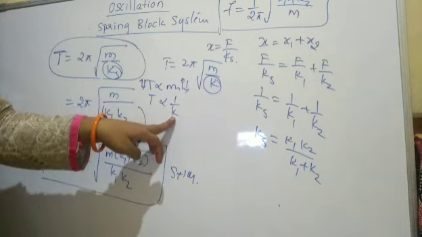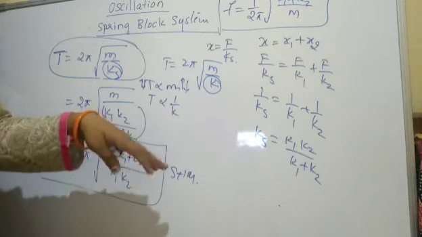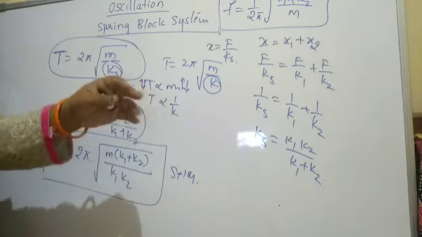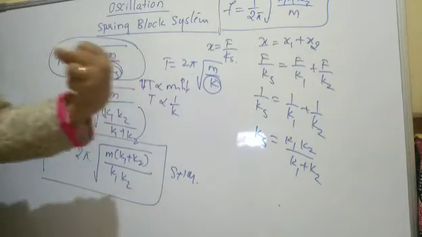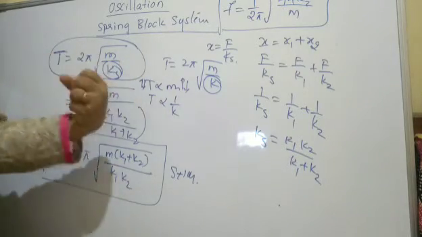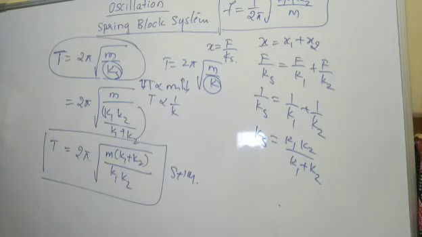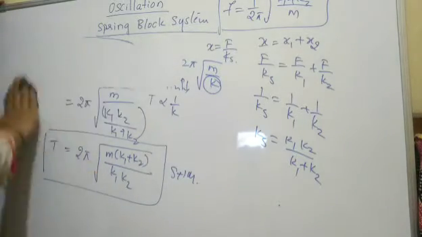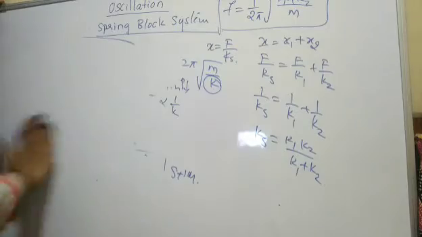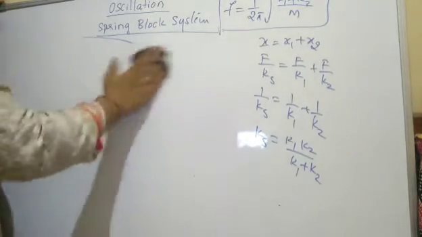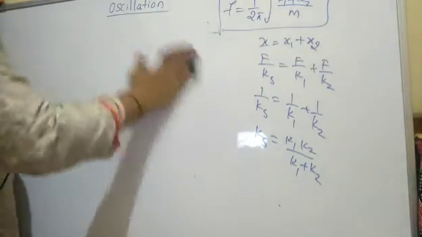If the spring is less tight, very loose, the restoring force is small, so the time period is very long. So this is about the time period of the spring block when it is connected in series and parallel combination. Now we'll discuss the same things in the simple pendulum.